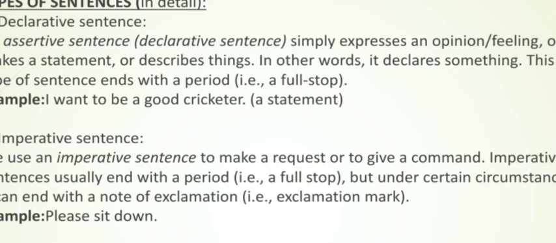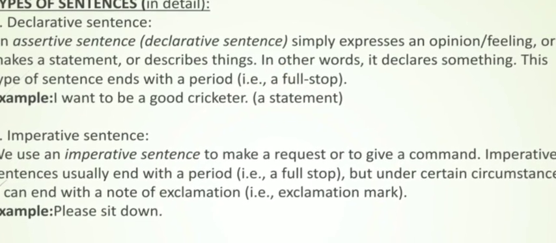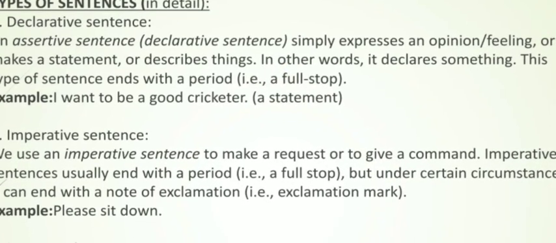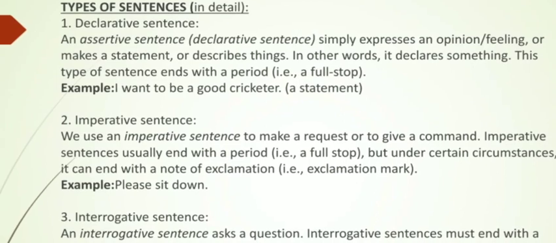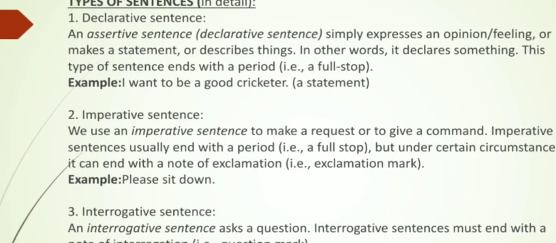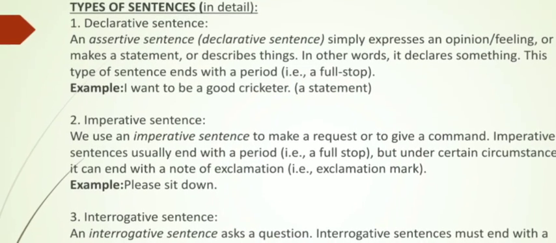For example, if I'm generally saying I want to be a good cricketer, it's my feeling. It's a statement, see? Normal statement, I'm declaring something and it ends with a full stop. Just to go a step forward, these declarative sentences in themselves are of three types. Affirmative: I'm saying I want to be a good cricketer. It's a positive sentence. I'm just stating something, a fact, event or a thing. I'm declaring my feeling. But if I'm saying, no, I don't want to become a cricketer, there also I'm expressing my opinion or feeling. It's also a declarative statement, but it is negative.